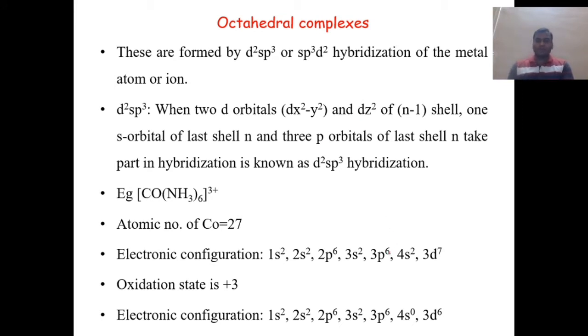Here you can see that it loses 3 electrons while forming a complex. Two electrons are removed from the 4s, which is now 0, and the 3d7 becomes 3d6. So 2 electrons from the s orbital and 1 electron from the d orbital are lost while forming the complex, and its valence shell electron configuration is 4s0 3d6. Now we will see how the hybridization takes place.